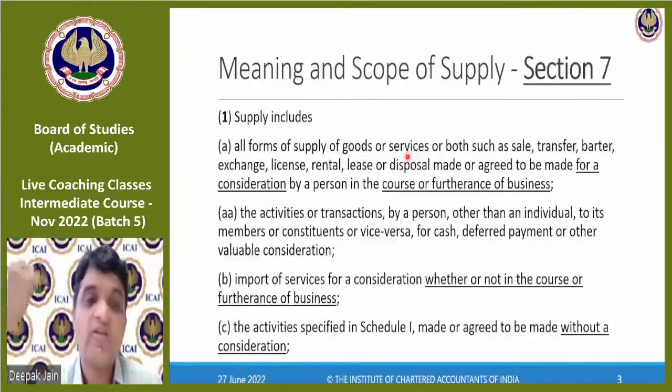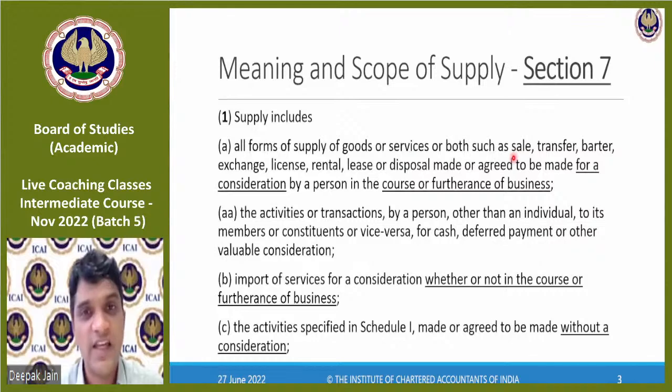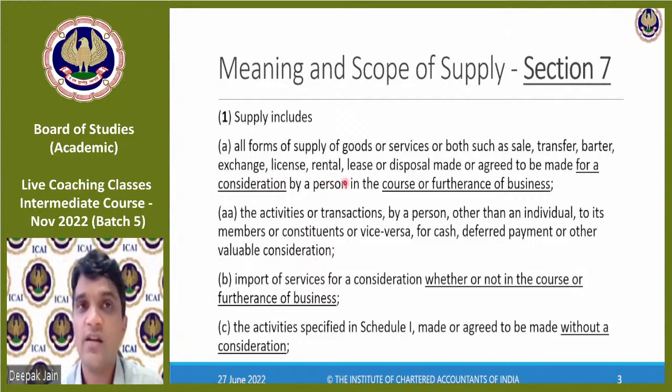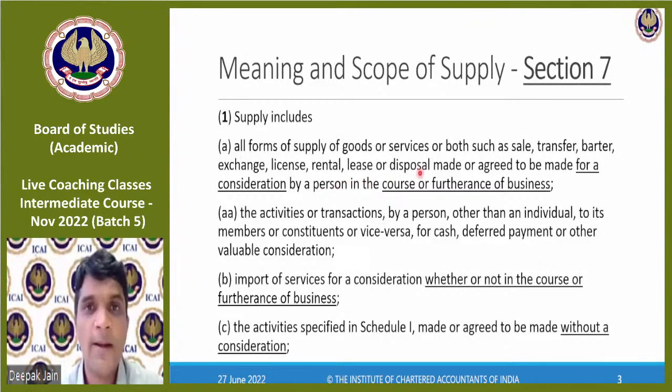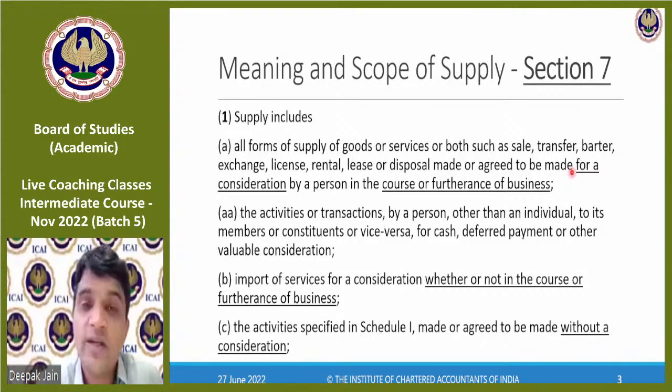Whatever we understand, it includes all forms of supply of goods or services or both, such as sale, transfer, barter, exchange, license, rental, lease, or disposal, made or agreed to be made. It could be made today. So I can make a sale today, or I can agree to make it tomorrow, or I can agree to make it in the future.